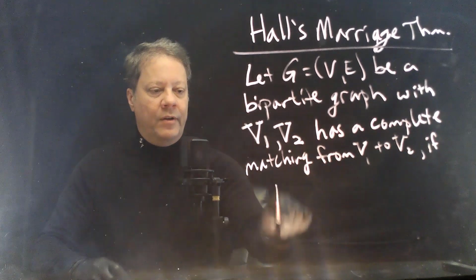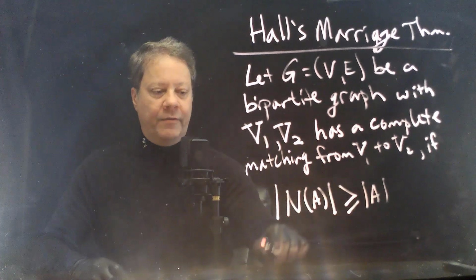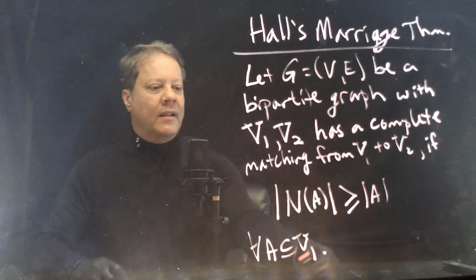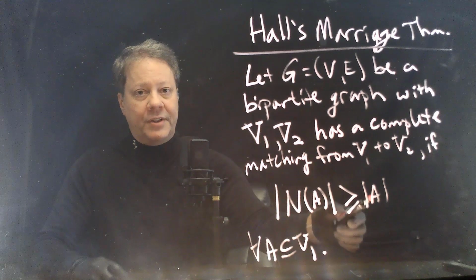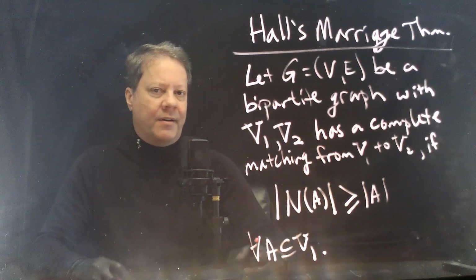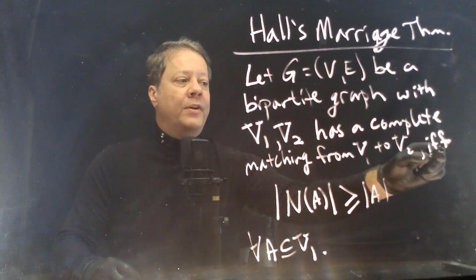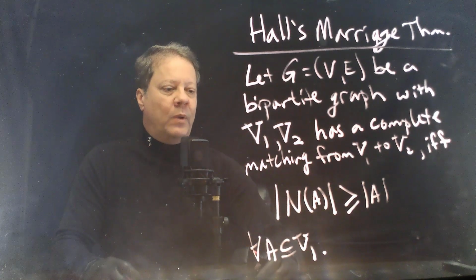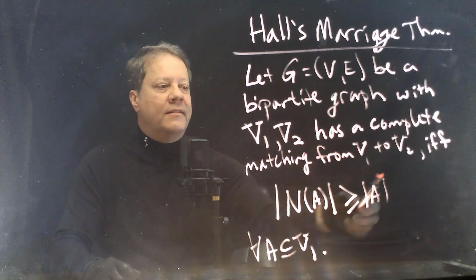if the order of the neighborhood of A is always greater than or equal to the order of A for all sets A that are contained in V1. So for each of your people over here, or collections of people in V1, the neighbors of that have to be at least as large. And what is more, the proof goes both ways. So you have a complete matching that implies this inequality for all sets A, but the implication goes the other way. If this is true, then you will have a complete matching.